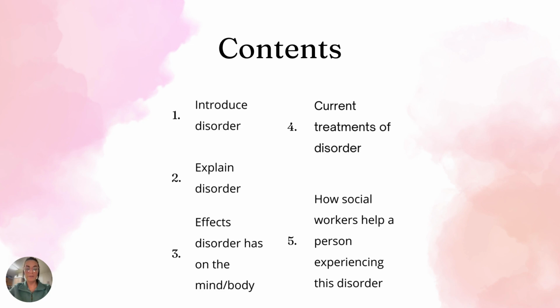First, I would like to give an outline of my contents. So first, I will introduce the disorder. Second, I will explain the disorder. Third, I will give the effects that this disorder has on the mind and the body. Fourth, I will give the current treatments of this disorder. And lastly, I will explain how a social worker can help a person experiencing this disorder.